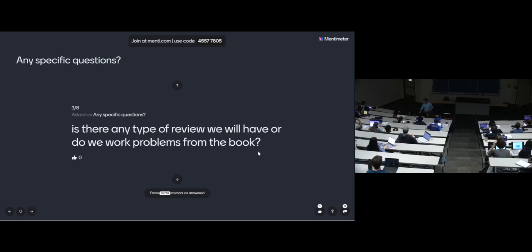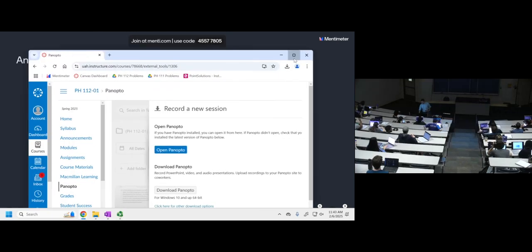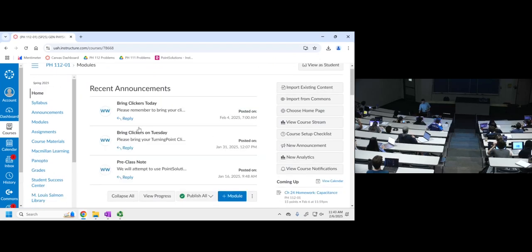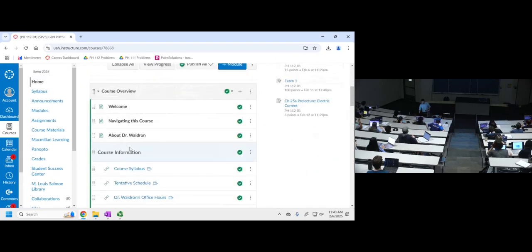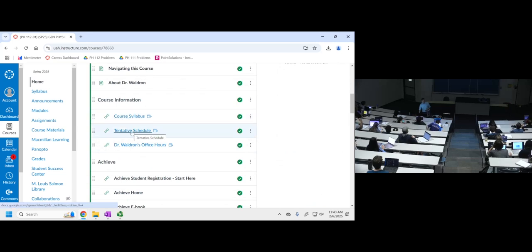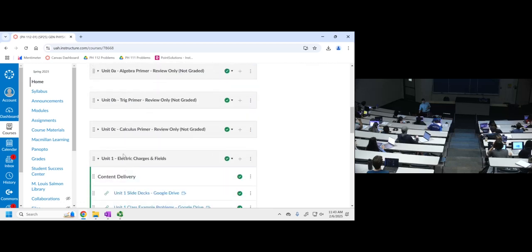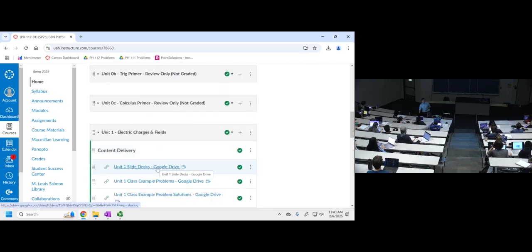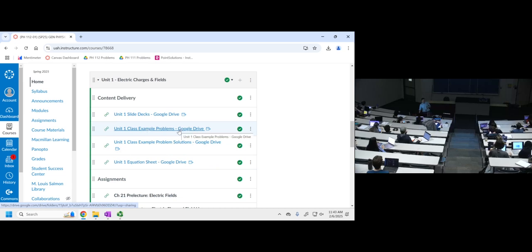The stuff we went over in class? Yes. Yeah, if you go to our homepage in Canvas, first off, if you go to the course overview tab right here, you've got the syllabus and that tentative schedule. You can see day by day what we've covered. After that, you can go down to Unit 1. You've got every slide deck that we've used so far. You've got every example problem without the solution. You've got every example problem that I've done in class with the solution, including the ones that I missed too. And then the equation sheet that I keep talking about is right here as well. And then, of course, all of our lectures are recorded on Panopto. So, yeah, no problem.